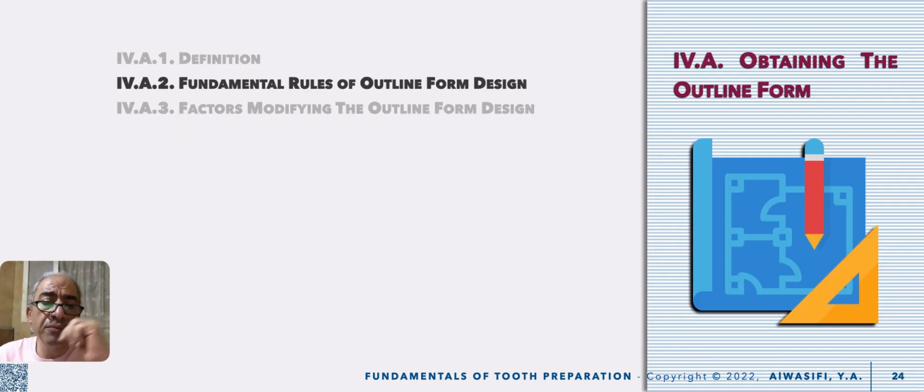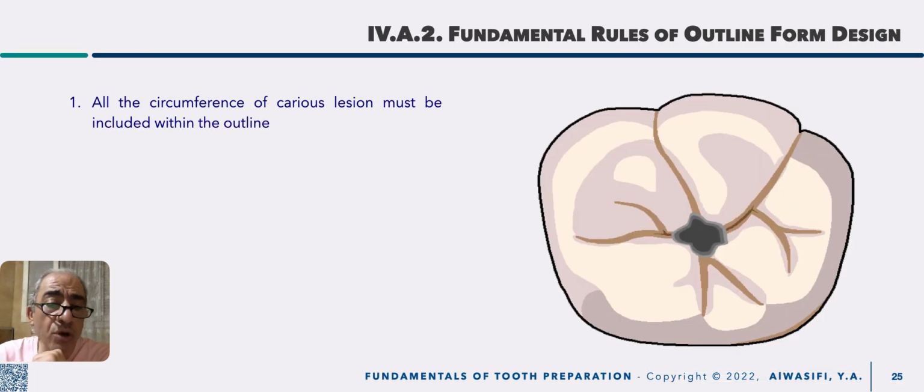Let us go on and start with the fundamental rules of outline form. First of all, the same as we discussed in the previous lecture under the title of prevention of caries recurrence. Number one, all the circumference of the carious lesion must be included. That's common sense because you are preparing a cavity to remove a carious lesion.